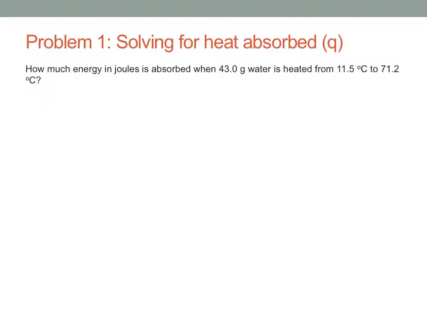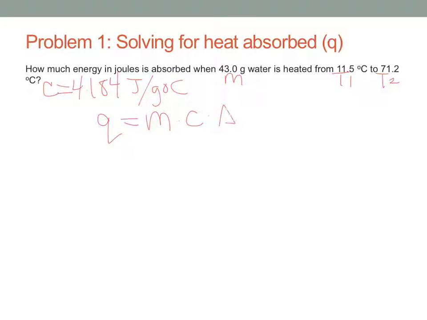Okay, so the first problem we're going to solve is solving for heat absorbed, so the variable is Q. So as always, identify variables. So the mass is 43.0 grams, our T1 is 11.5 degrees, T2 is 71.2 degrees, and C for water, the specific heat, is 4.184 joules per gram degree C. So the equation that we use is Q equals M, mass, times C, specific heat, times delta T.